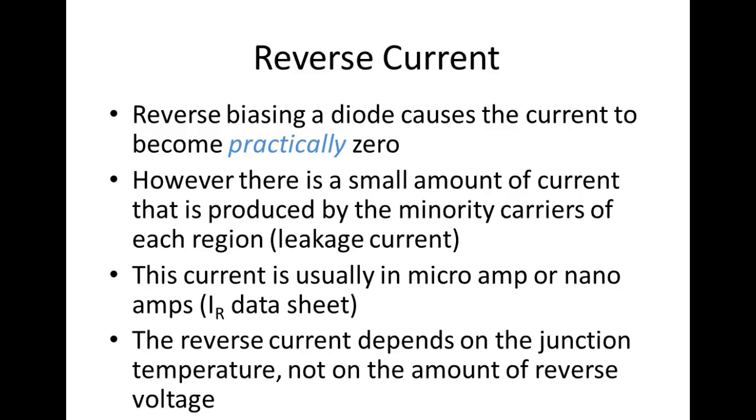Reverse biasing a diode causes the current to become practically zero. However, there is a small amount of current produced by minority carriers, which we call leakage current. This current is usually in the micro or nanoamp range, and we just ignore it. But we do have to worry about it if we get it real hot. With semiconductors, they give you an operating temperature. As long as you stay within those operating temperatures, you're going to be okay.